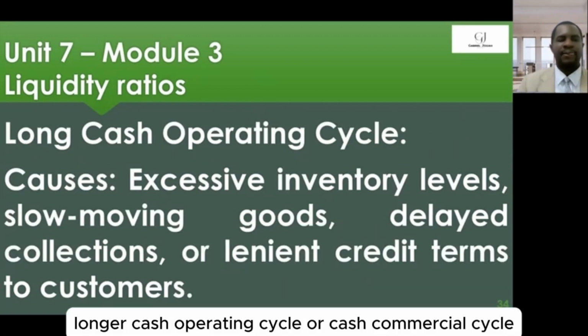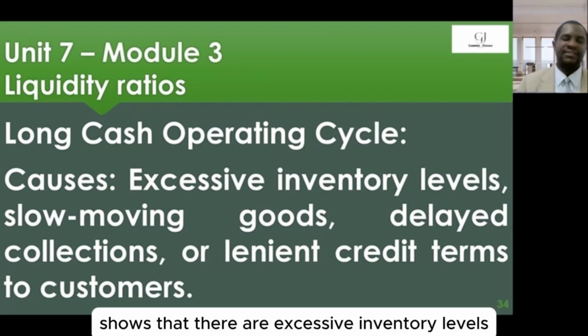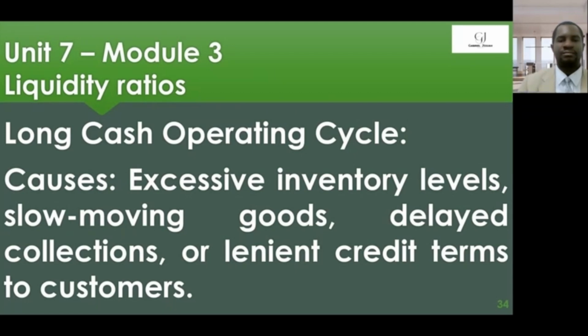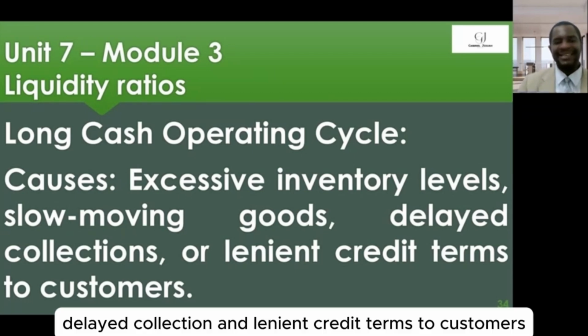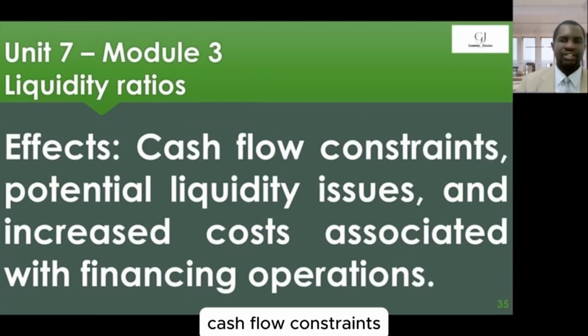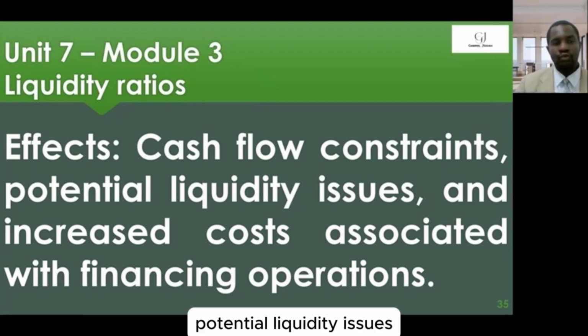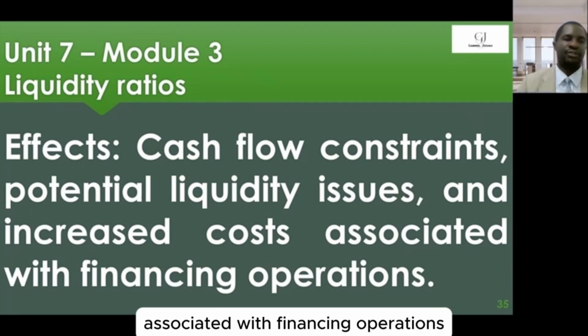Now, a longer cash operating cycle or cash conversion cycle, like we saw in the example, shows that there are excessive inventory levels, slow moving goods, delayed collection, and lenient credit terms for customers. So these are the causes. What are the effects? Cash flow constraints are the effects of a longer cash conversion cycle, potential liquidity issues, and increased costs associated with financing operations.